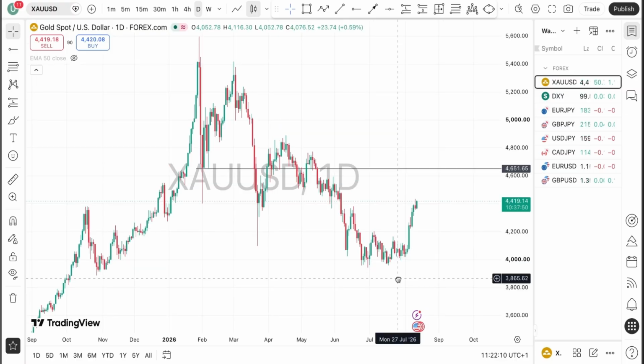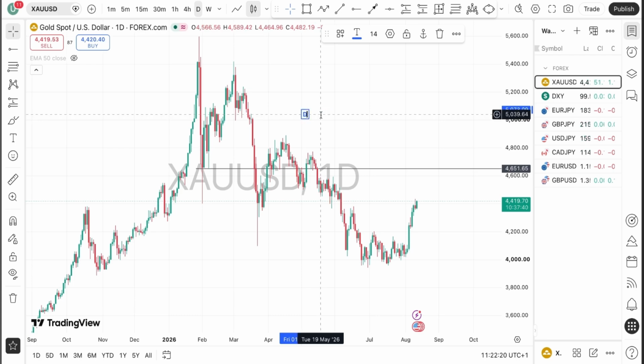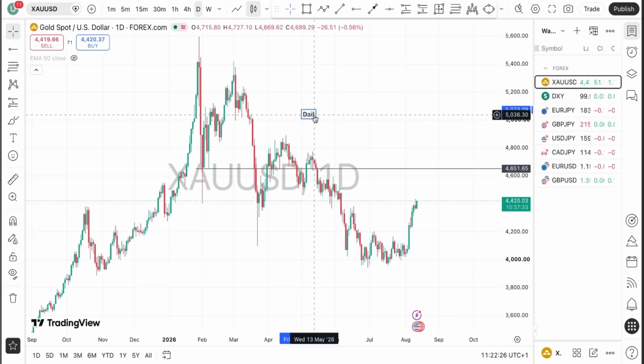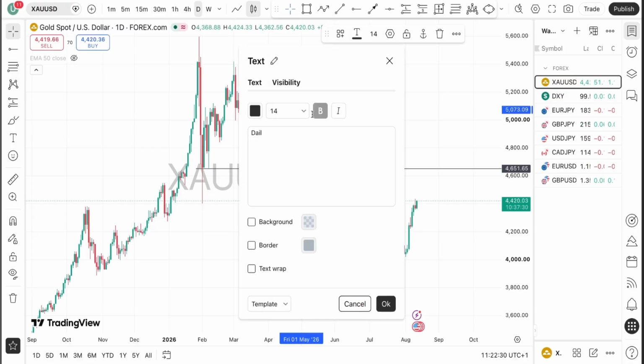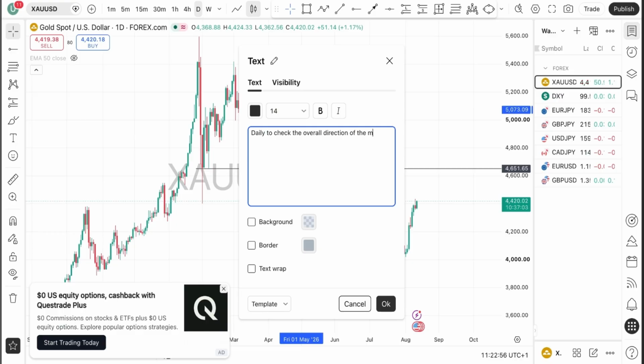First of all, when doing top-down analysis, what I usually do first is that I use daily to check the overall direction of the market.